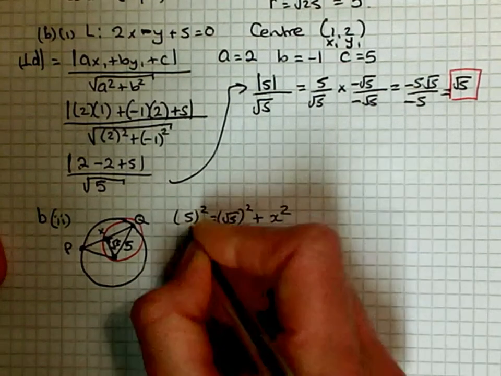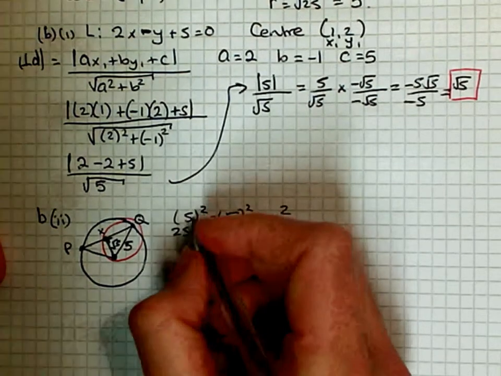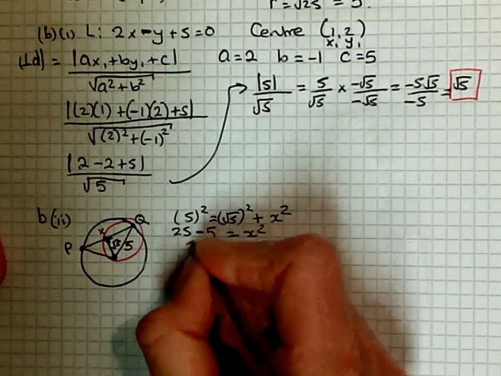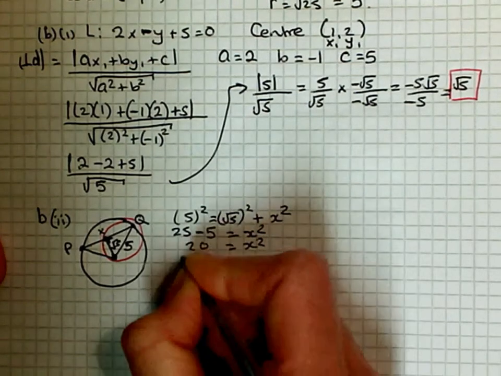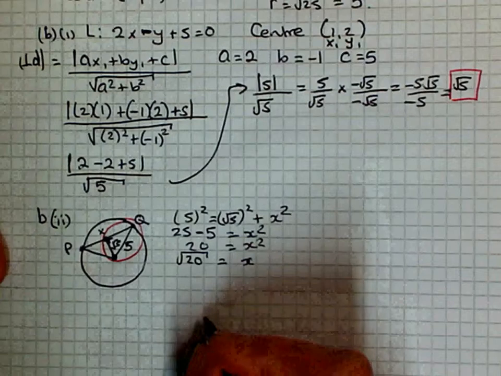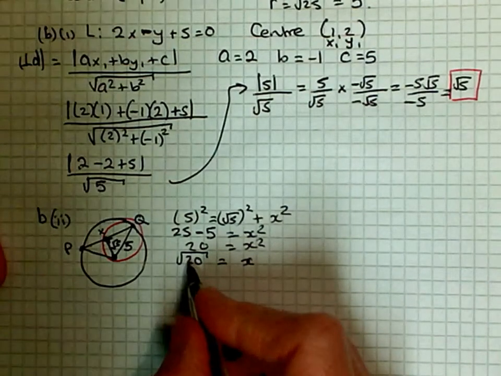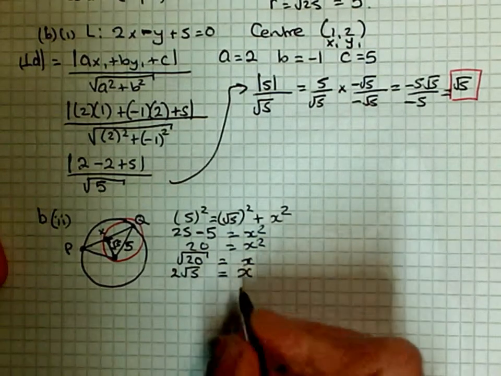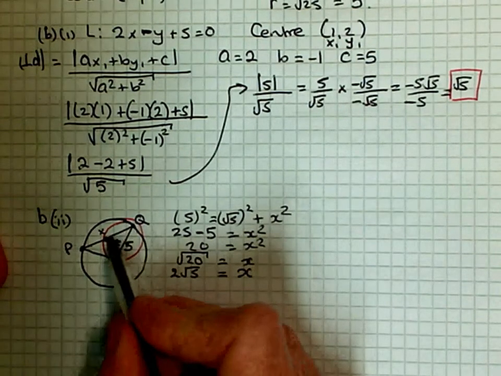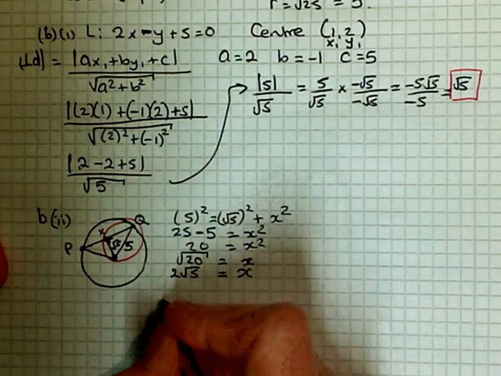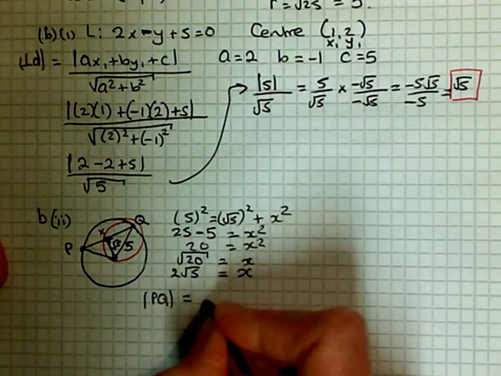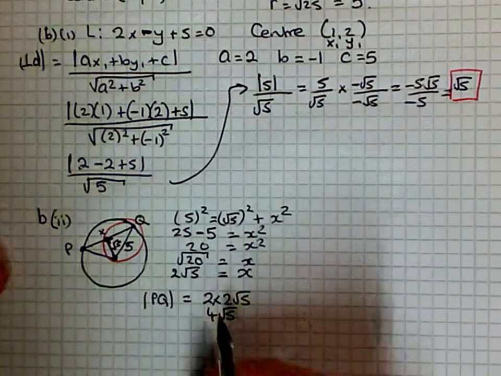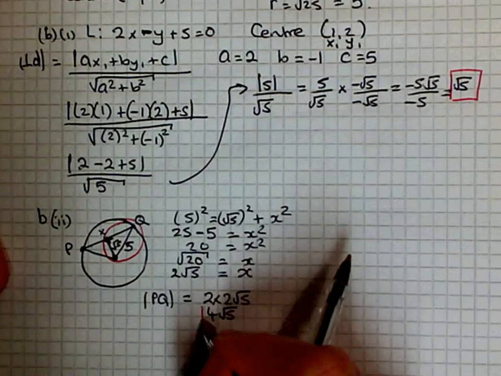squared plus x squared. So 25 minus root 5 squared, which is 5, so 25 minus 5 equals x squared, so 20 is equal to x squared. x is equal to the square root of 20, and always break your surd down, so you can see that 4 fives are 20, so that's going to be 2 root 5 is equal to x, or is equal to that distance there. To find the length PQ, we multiply that by 2, so 2 by 2 root 5, which is 4 root 5. So the length of PQ is 4 root 5.